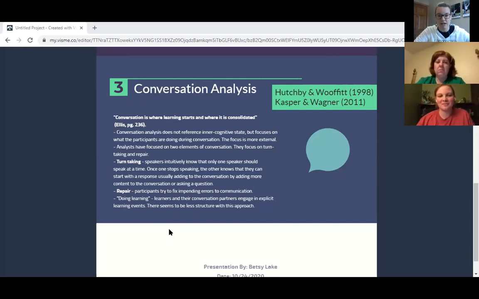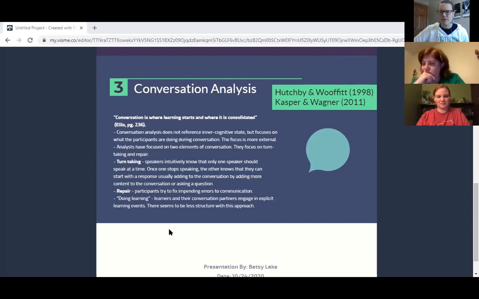And then the last element that I wanted to refer to is this doing learning that is found in the Ellis textbook as well, on page, I think it's 220, yeah, 225. And for the description for this part, I wrote here, learners and their conversation partners engage in explicit learning events, but yet there seems to be less structure with this approach.